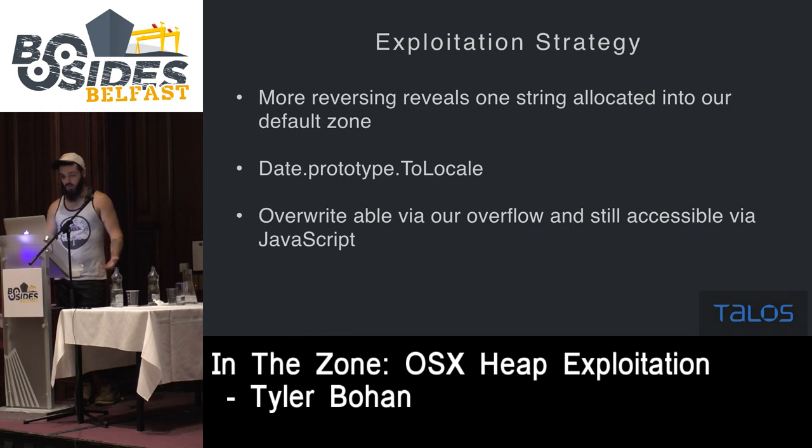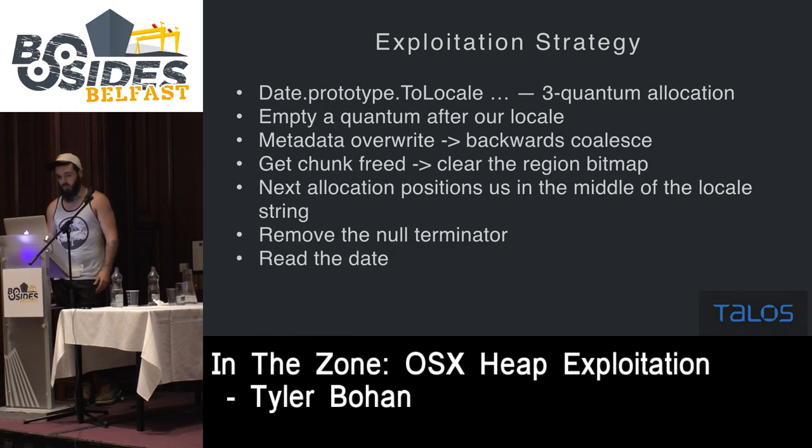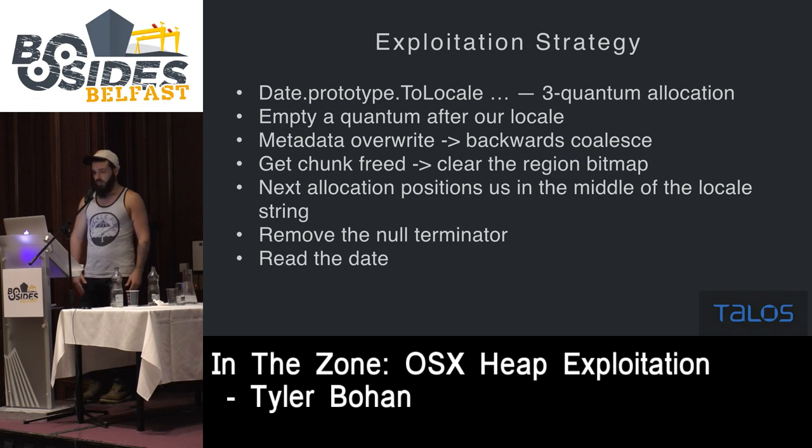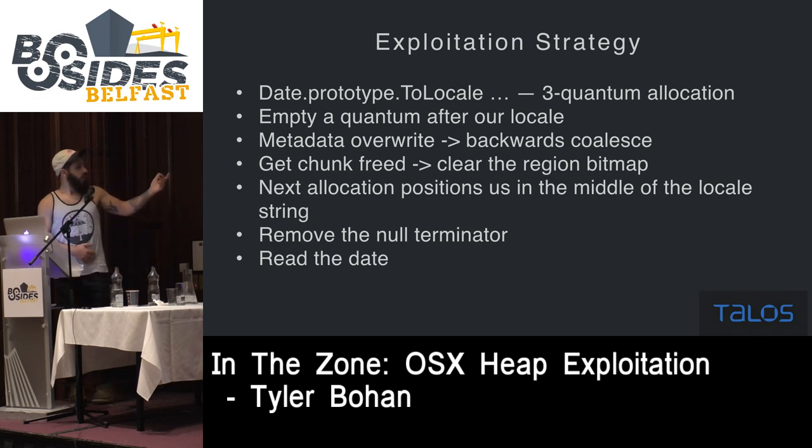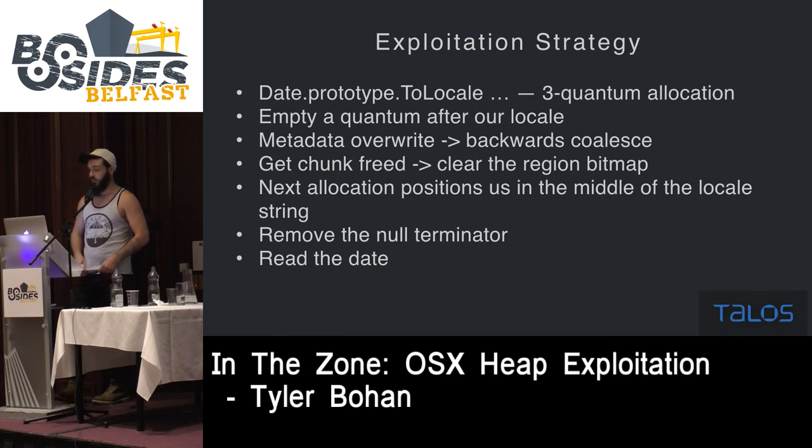It was a pretty good find, and it was pretty hard to do. So just as a general recap, we have our 3 quantum allocation. We empty your quantum. We do our backwards coalesce I've talked so much about. We get the chunk freed. You remove that null terminator, and then when you're in JavaScript, you read back that date. It gives you back more information. You now have an information leak that you can use.